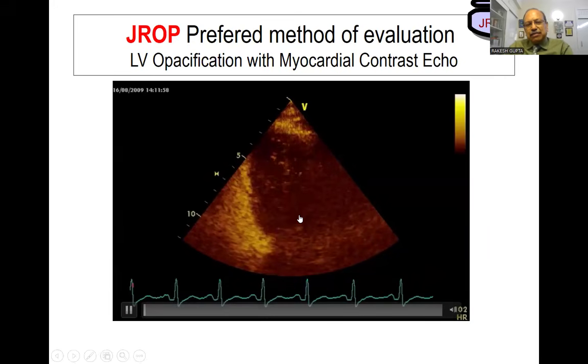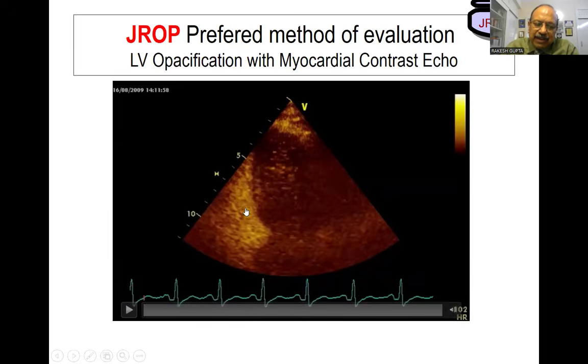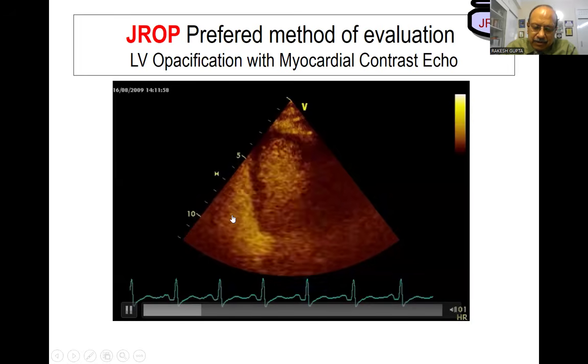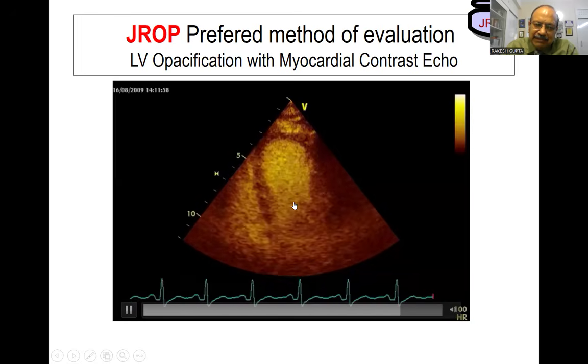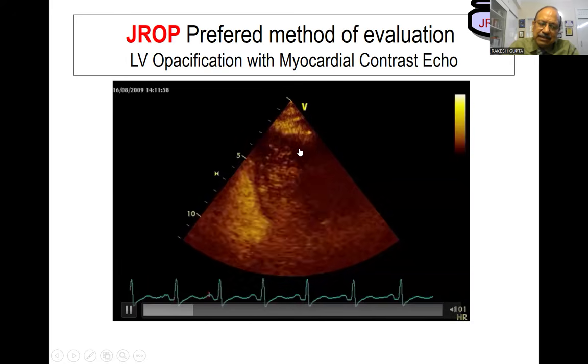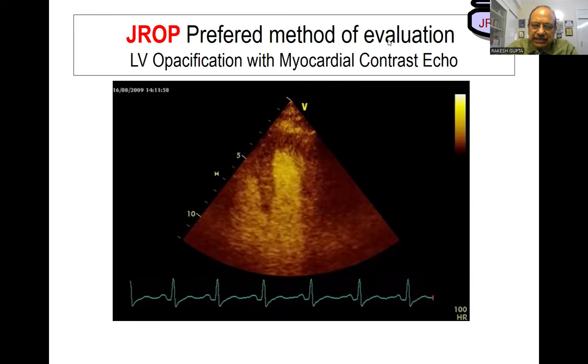You use myocardial opacification to see contrast in the LV cavity. Look, this is injected into the left arm or right arm, and it bypasses the lungs and comes and opacifies the LV cavity. That's myocardial contrast. It gives you excellent imaging quality.